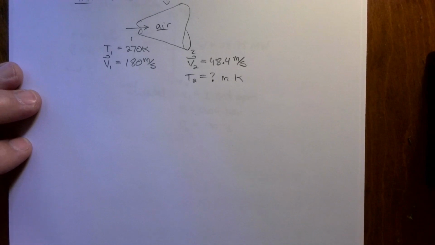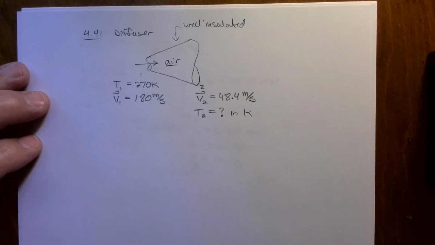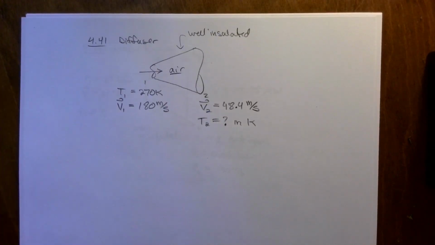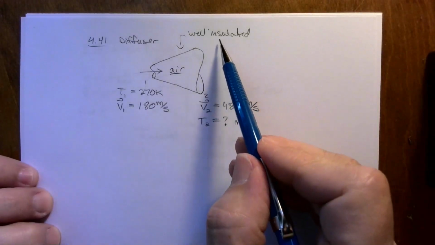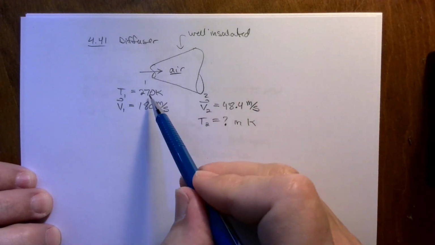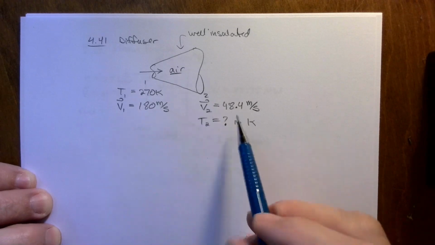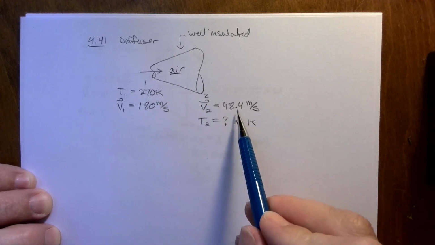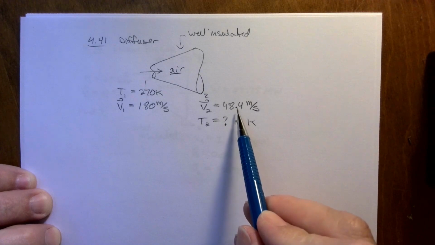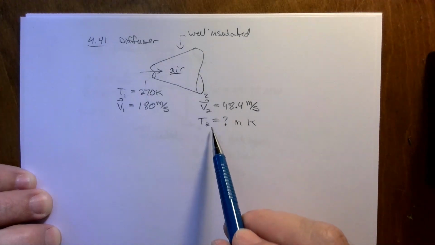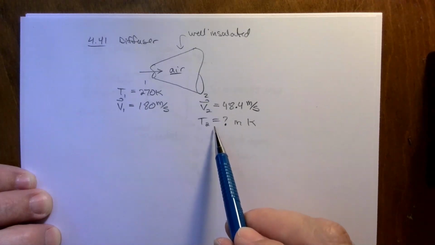Next example is a diffuser. Problem 4.41. Diffuser with air. It claims to be well insulated. The temperature at the inlet is given. The velocity at the inlet is given. The velocity at the exit is given. It's a diffuser, so the velocity will be lower at the exit than the inlet. And the temperature at the exit is what it's asking for.